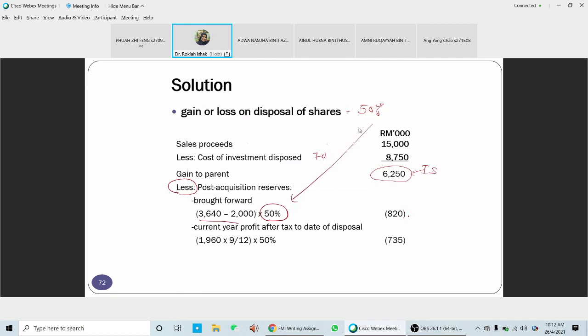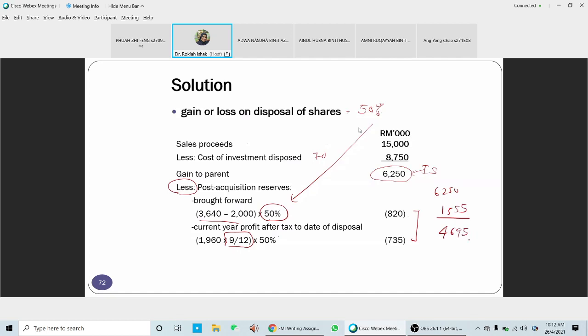The RE that we have here is 820 and then the current year profit is up to 9 months only, because you dispose on 30th of September. So times 50%, you're going to have 735. So 820 plus 735, you're going to have 1555. This is going to minus, so 6250 minus 1555, the amount that you have here is 4695.